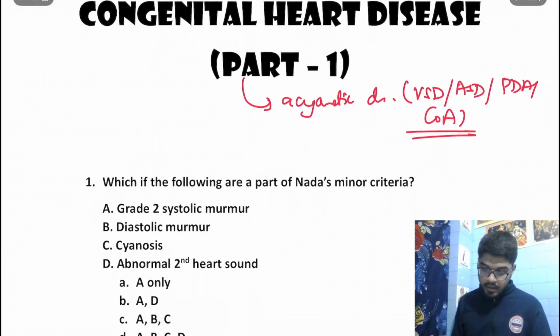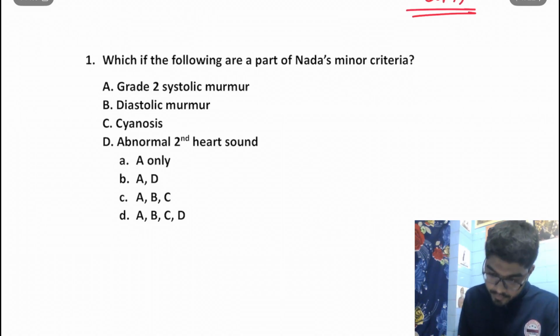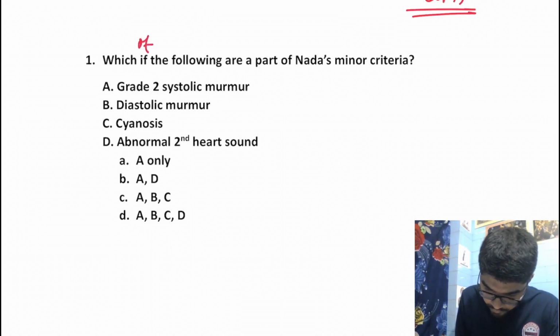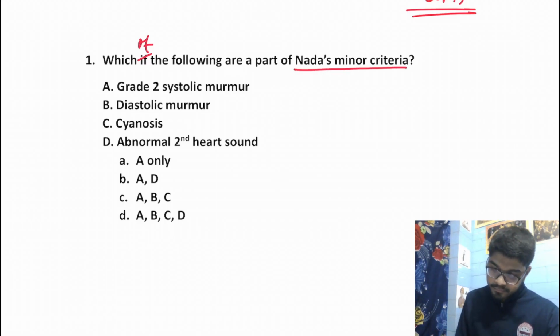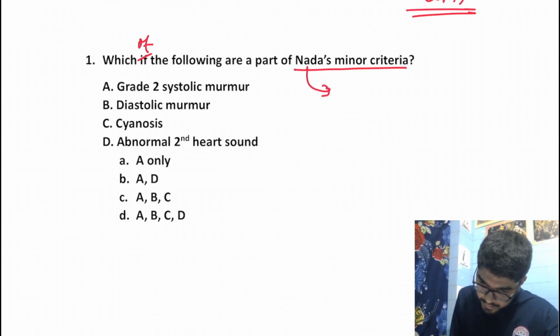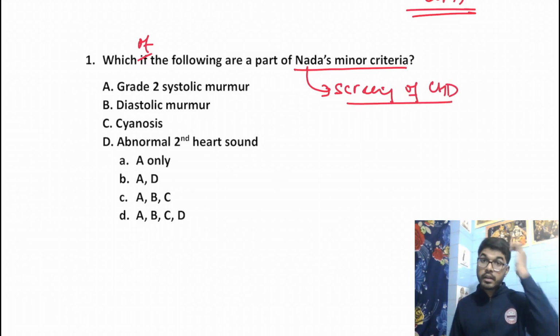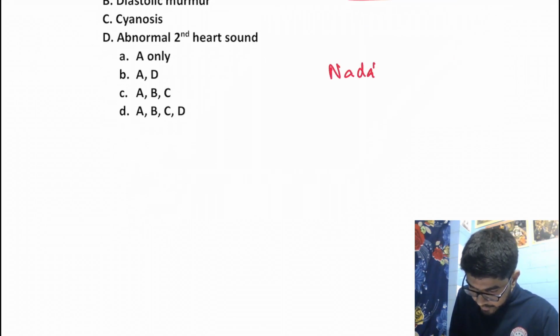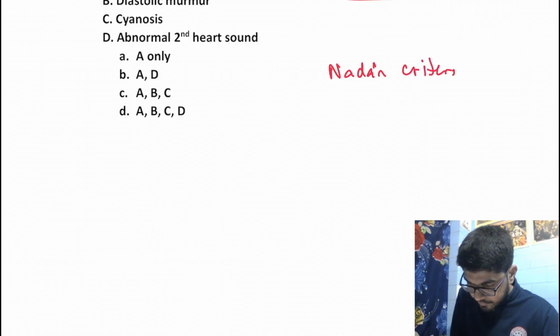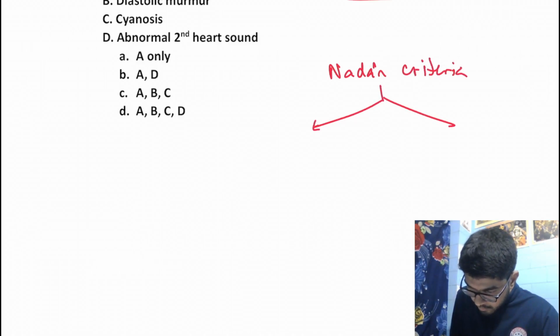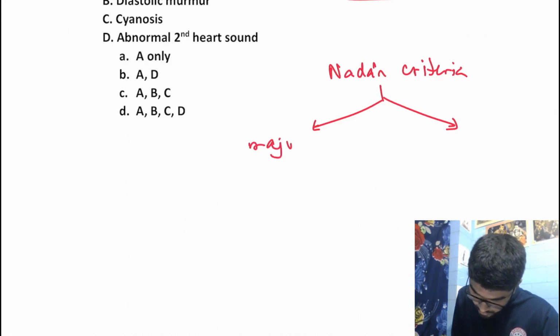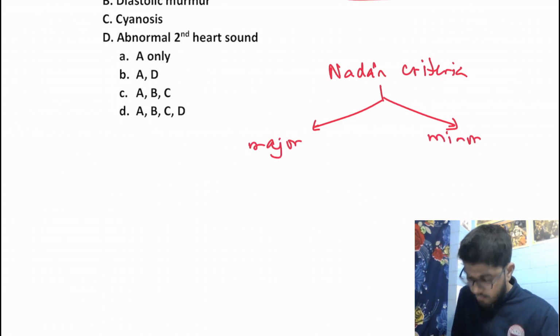Okay. So moving on to the first question. Which of the following are a part of NADA's minor criteria? Remember that NADA's criteria is for screening of congenital heart disease. Now NADA's criteria has two parts. If we talk about NADA's criteria, it has two components: the major components and the minor components.